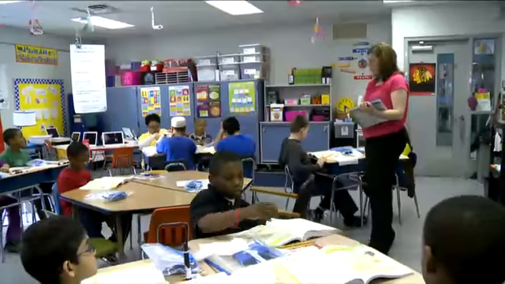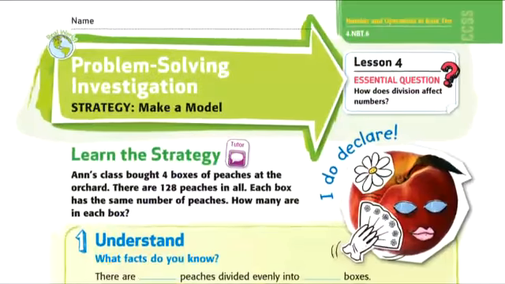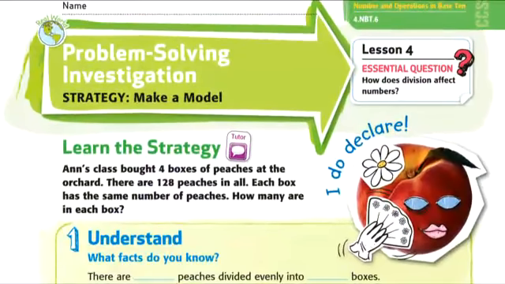Follow along as I read the problem to you, and then we're going to circle the important information in our problem. Anne's class bought 4 boxes of peaches at the orchard. There are 128 peaches in all. Each box has the same number of peaches. How many are in each box?